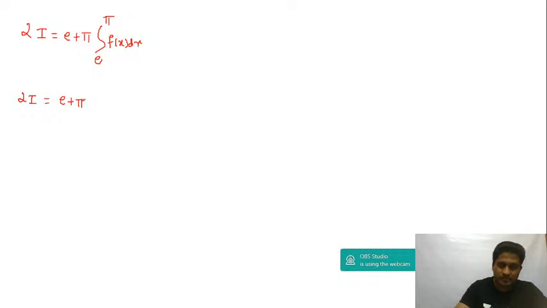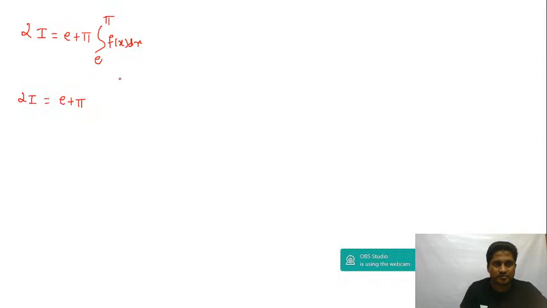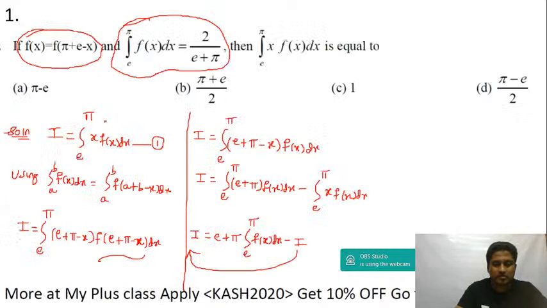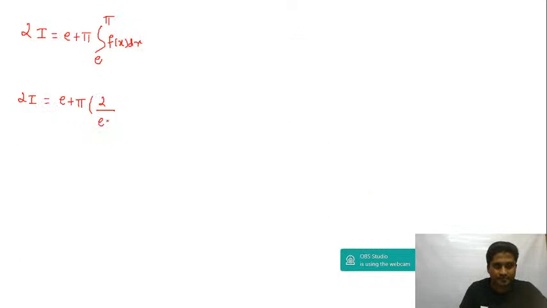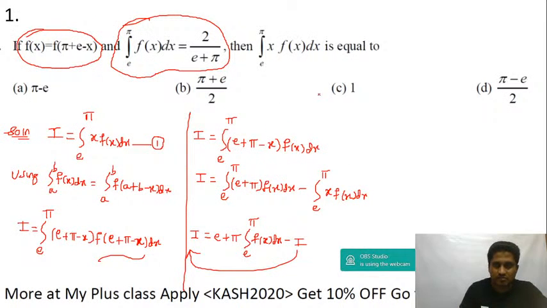What's mentioned, guys? The integral from e to pi of f of x dx, how much is that? It is 2 divided by e plus pi. So if I substitute here, you will get 2 divided by e plus pi, so this e plus pi will get cancelled. I have 2I is equal to 2. Cancel this 2 as well and you will get I is equal to 1. That's the answer, guys. I will be equal to 1. The answer will be option C.